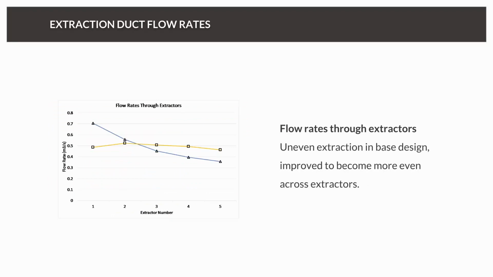And now we can also visualize the flow rate through the different extractors and try to quantify our observation. Here you can see that with the initial design, there is a linear loss of flow rate over the extractor number, while with the improved design, which is yellow in this chart, it's more or less homogeneous and constant.